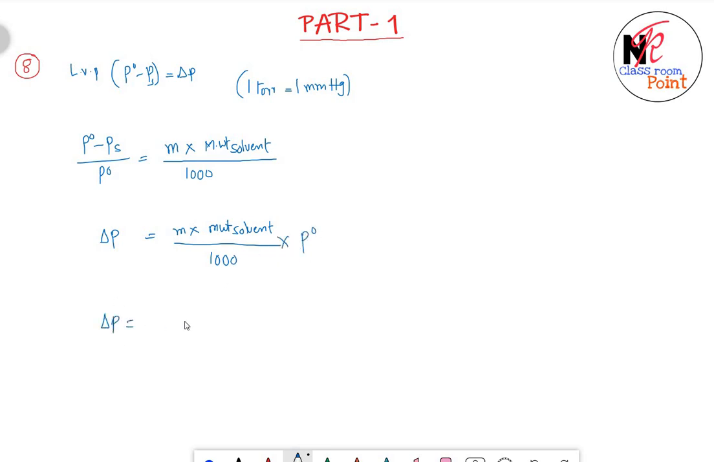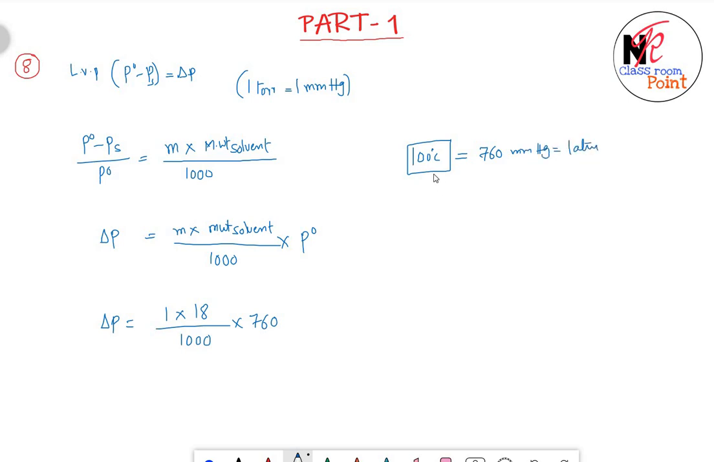So delta P equals molality, given as 1. Molecular weight of the solvent is 18 grams per mole because it is a water solvent, an aqueous solution. 1000 is the constant, and P naught is 760 torr, or 760 millimeters of mercury. Generally the question arises from where this P naught value has come, because the temperature of the solution is given. The temperature of the solution is 100 degrees centigrade. At 100 degrees centigrade, the vapor pressure of water is nothing but 760 millimeters of mercury, or 1 atmosphere.